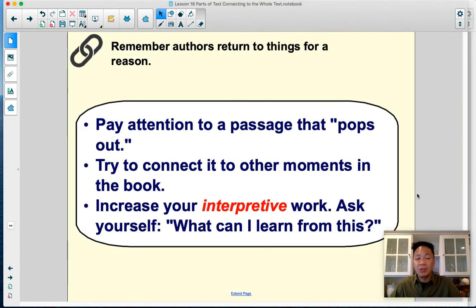So when you go and look at your reading responses, try to find and pay attention to a passage that pops out to you as being slightly different, and then see if you can connect it to other moments in the book that pop out in the same way. And that's how you're going to increase your interpretive work, the work that makes meaning of things, by asking yourself, what can I learn from this? What can I learn about the characters, the book, or even life itself by just looking at these events and seeing how they're connected?